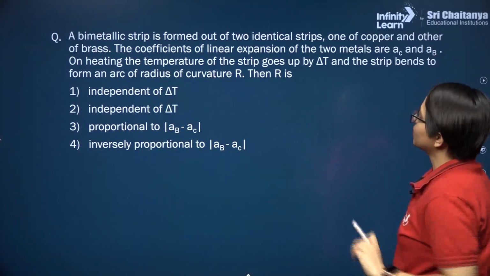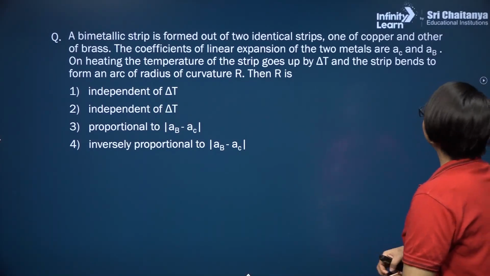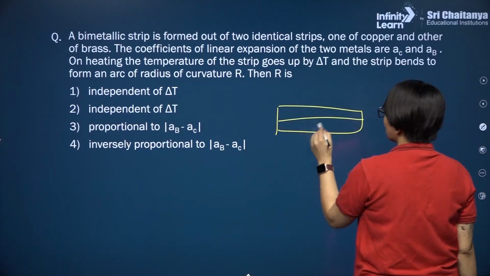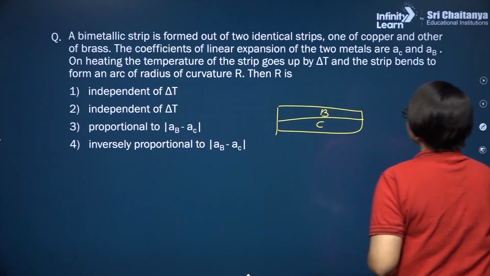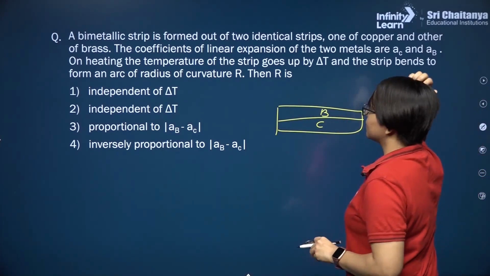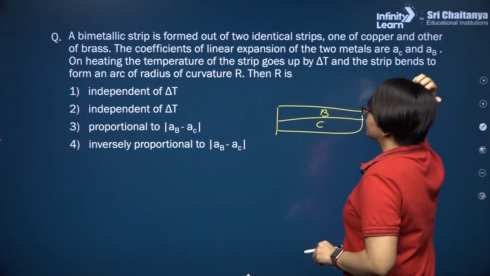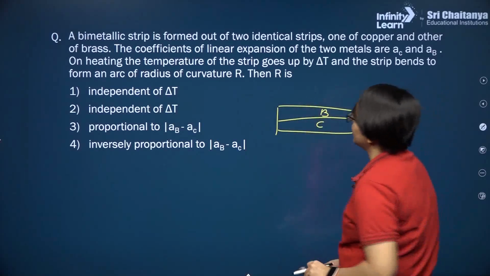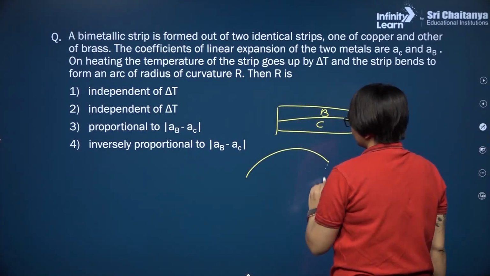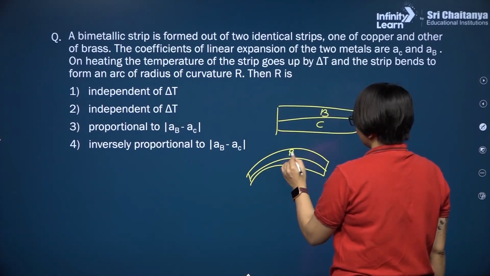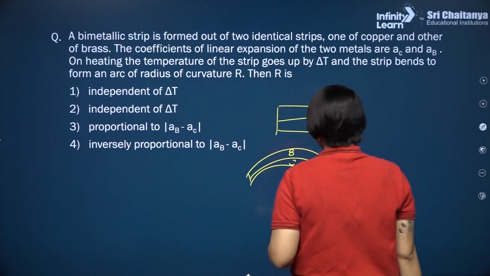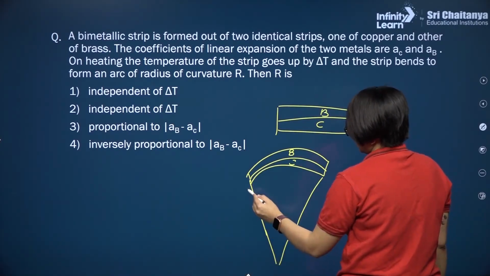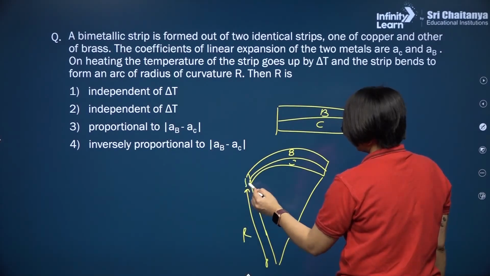A bimetallic strip is formed out of two identical strips, one of copper and the other one of brass, like this. One is copper, the other one is brass. The coefficients of linear expansion of the two metals are alpha C and alpha B respectively. On heating, the temperature of the strip goes up by delta T and the strip bends to form an arc of radius of curvature R. Then R is, so when you bend it, the brass will be on the convex side and copper will be on the concave side because its alpha is more. So this is the arc formed by the bending strip. So this is R, and let's say this width is D.